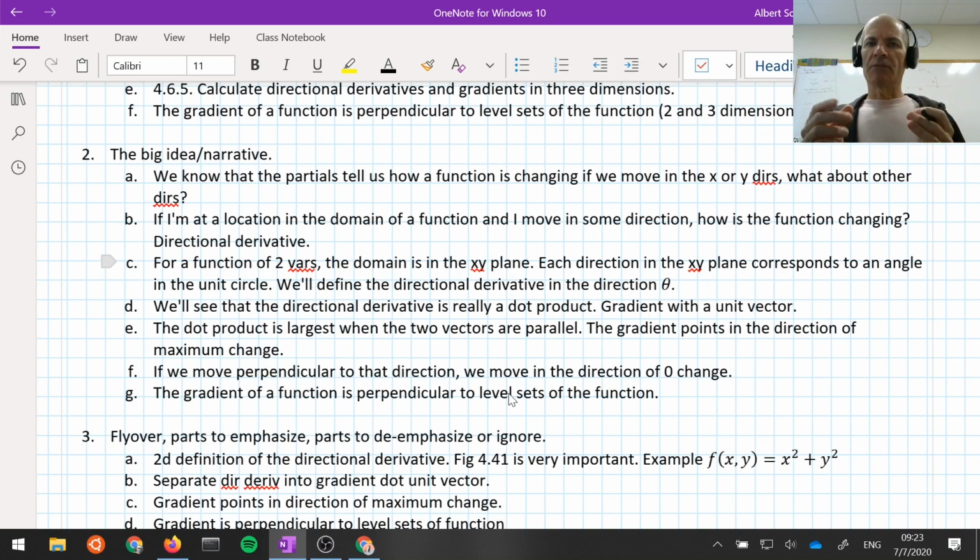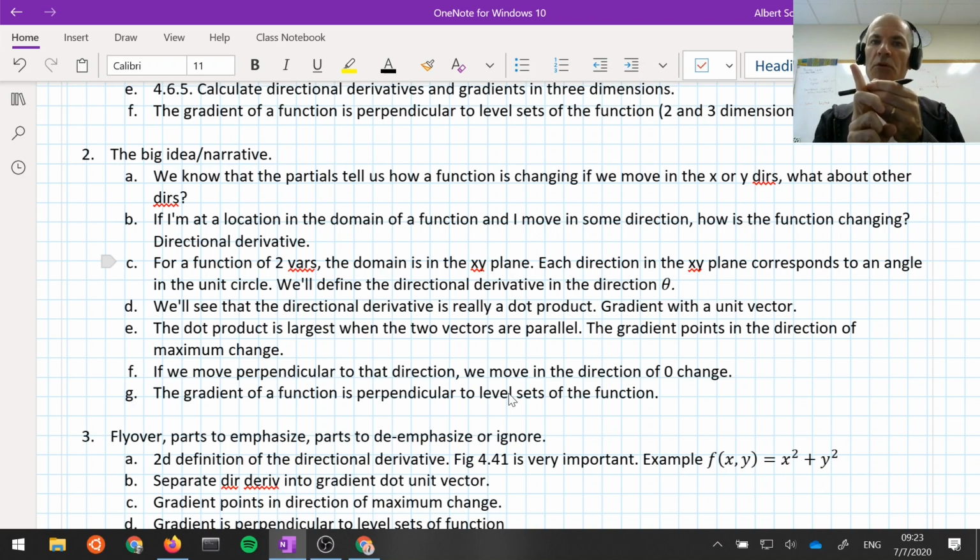The level set of a function is the set of points for which the function is constant. If the function is constant on a set of points, it's not changing on that set of points. So what we discover geometrically is that the gradient is actually perpendicular to level sets of the function.